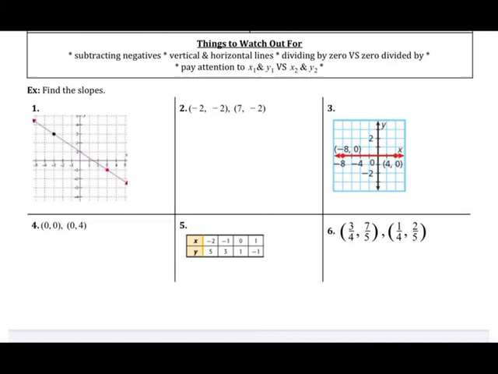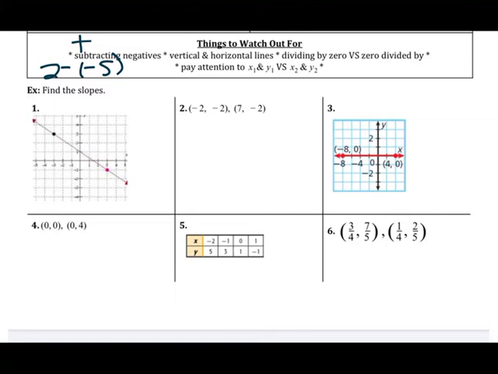Some things I want to let you know, some common errors, some things to watch out for. Remember that if you are subtracting a negative number, 2 minus -5, this becomes addition. So that's one place that a lot of people get tricked on these slope problems: if you are subtracting a negative number, that becomes addition.